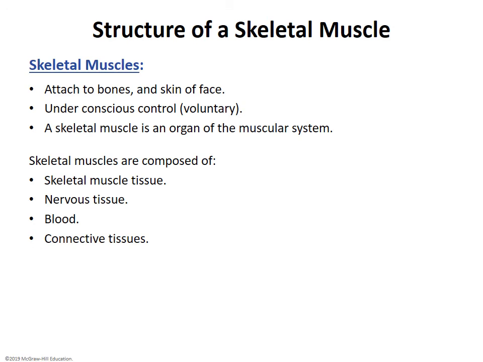So skeletal muscle, again, like we said, attaches to bones, except in the one rare instance when it attaches to the skin in the face. These are called the muscles of facial expression. And again, all these muscles are under conscious control. They're voluntary. And it is important to understand that every muscle is an organ in and of itself, because they have multiple types of tissue, like it says underneath.